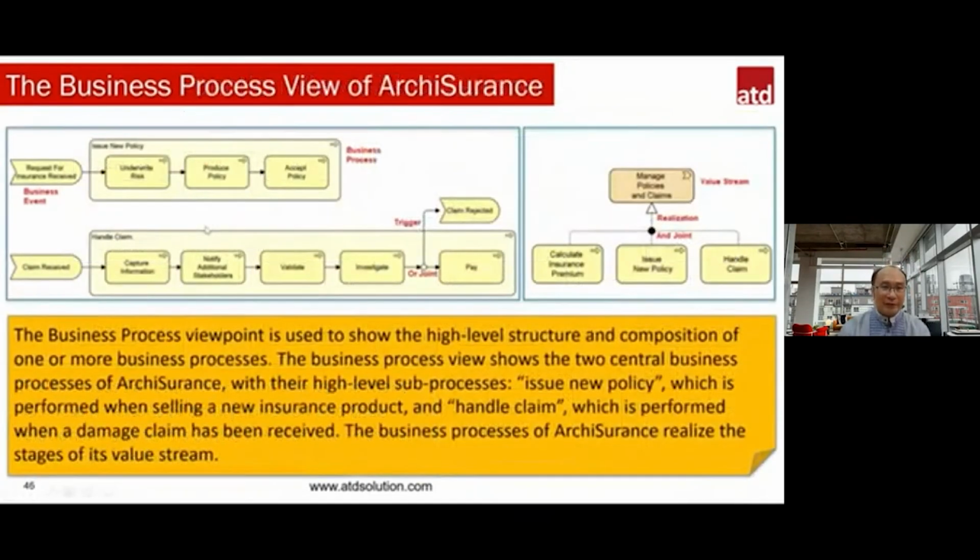The next one is the business process, the same concept. We need to understand where the business process is triggered, like issuing a new policy, and then how you handle the claim. When the claim is received, how you capture information, notify additional stakeholders, validate, investigate, and then whether you approve or reject the claim. Then how you calculate the insurance premium, issue a new policy and handle claims, actually realizing the value stream with managed policy and claim.